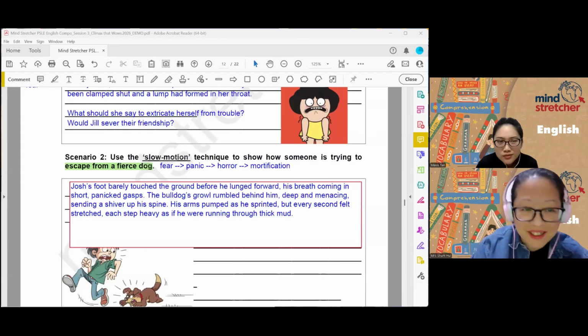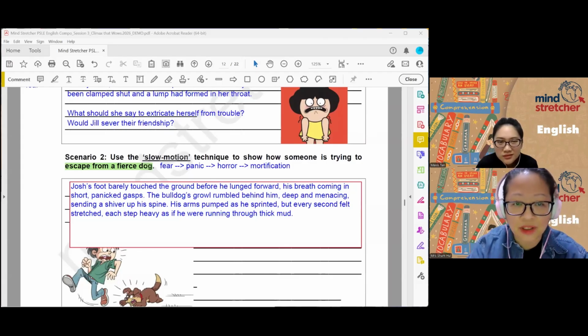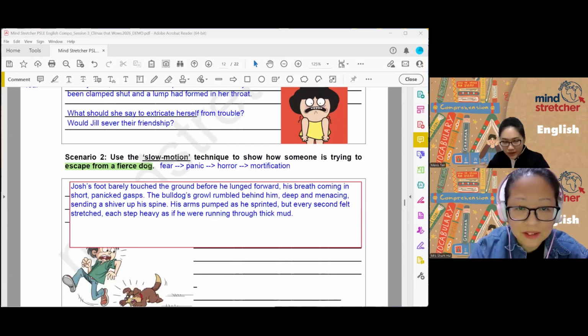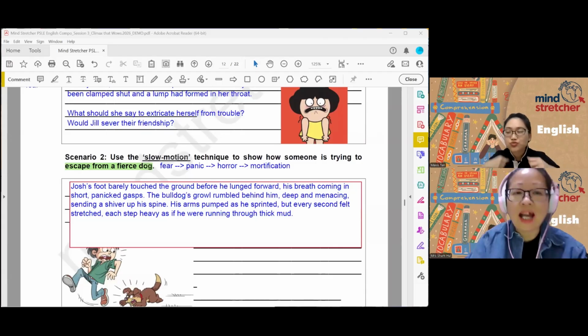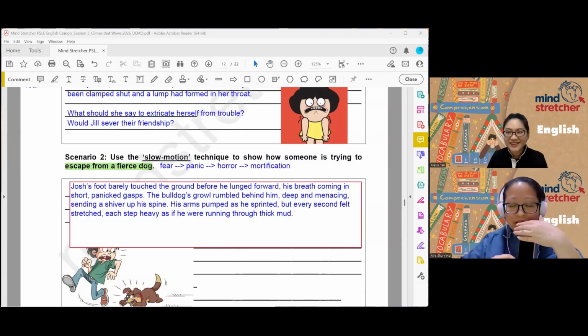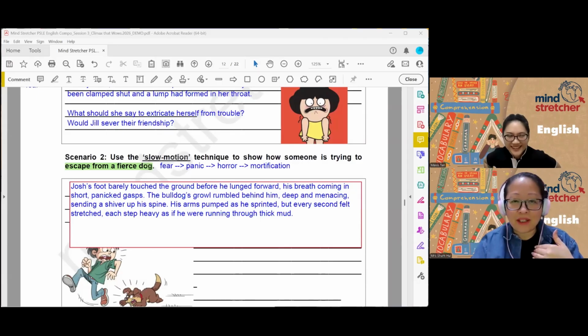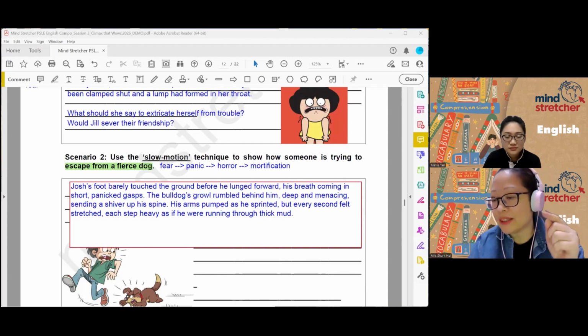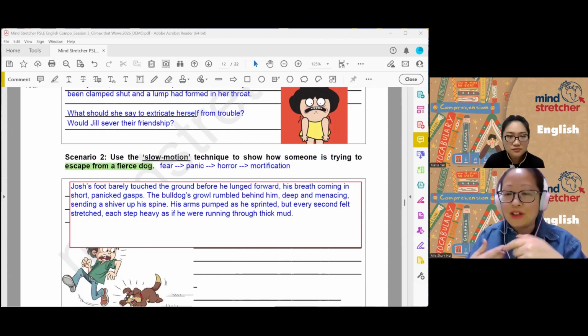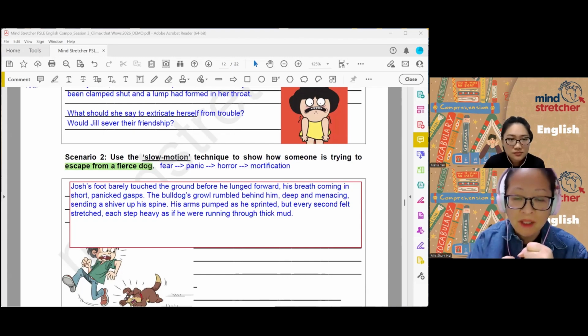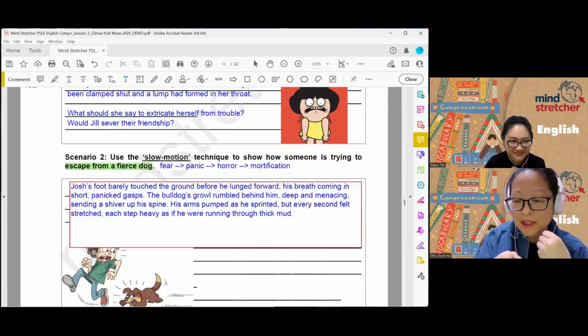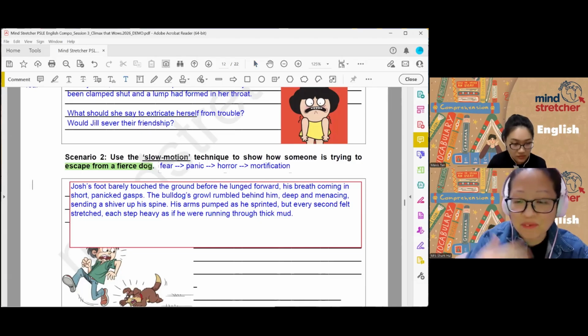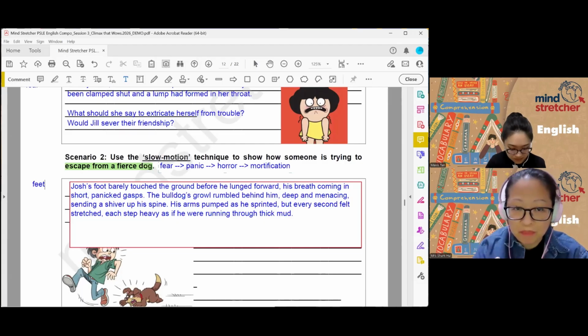So I like this. Josh's foot barely touched the ground before he lunged forward. His breath coming in short panic gasps. So you also have to think, you're not describing just your foot. Your lung and your capacity must be there, because some of you try to run fast, but you cannot breathe fast enough. So you actually will end up stopping.